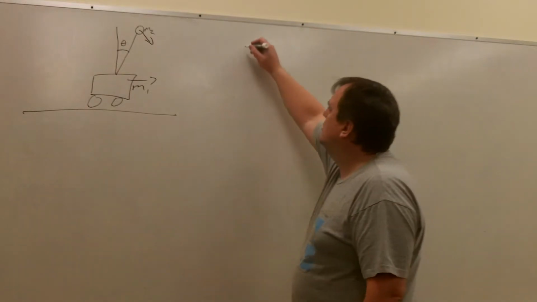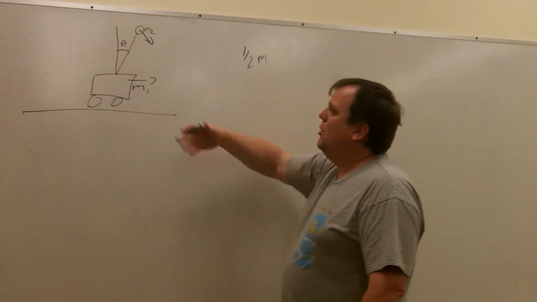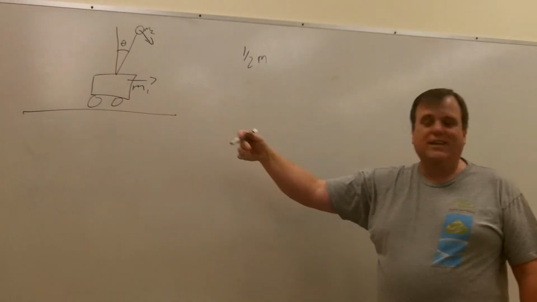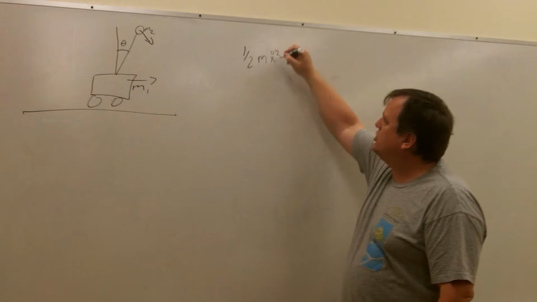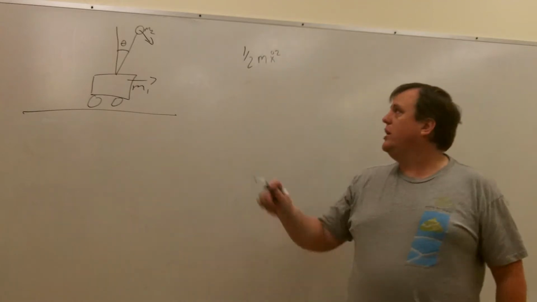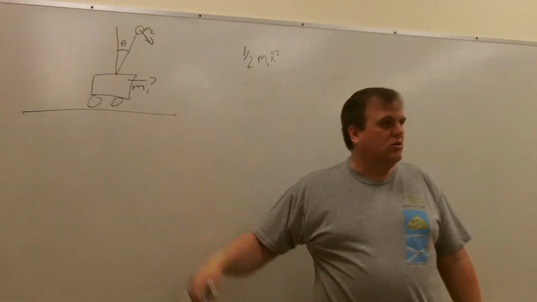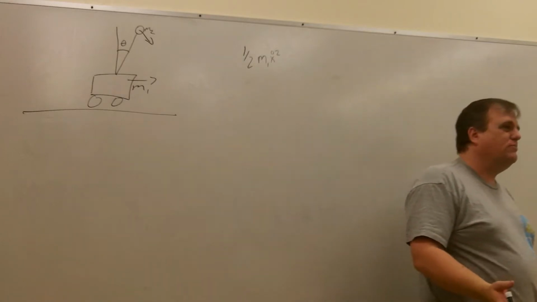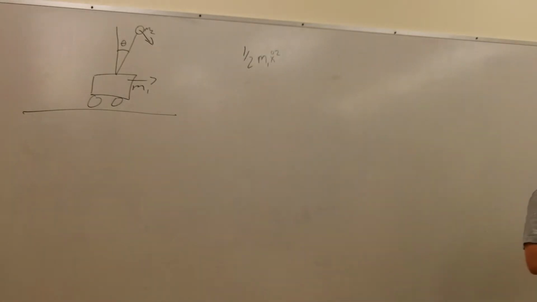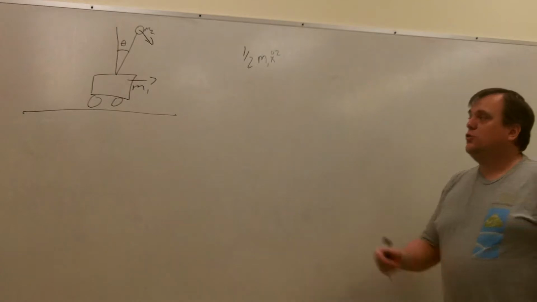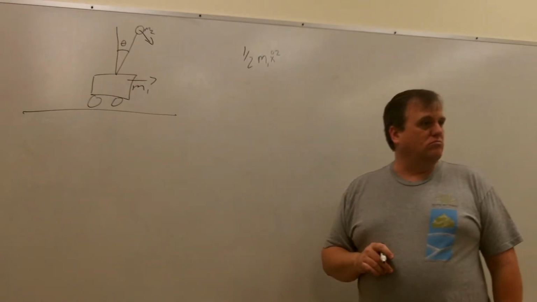1/2 m1, but its velocity is all x dot in the x direction, so it's got to be x dot squared. Do we agree? And I should say m1, since that's the mass of the cart, just to keep them separate. Do we agree that's the kinetic energy of the cart?